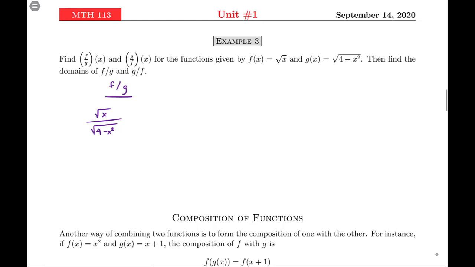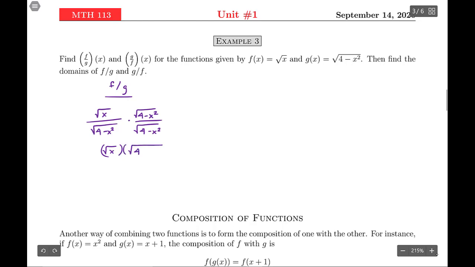What I like to do is rationalize the denominator. It's not good mathematical practice to keep radicals in the denominator, so we do what we call rationalizing the denominator. So in this case, I'm going to multiply the numerator and denominator both by the square root of 4 minus x squared. And then when I simplify this, I have radical x times radical 4 minus x squared over 4 minus x squared. So when we do that multiplication, we lose the radical in the denominator.